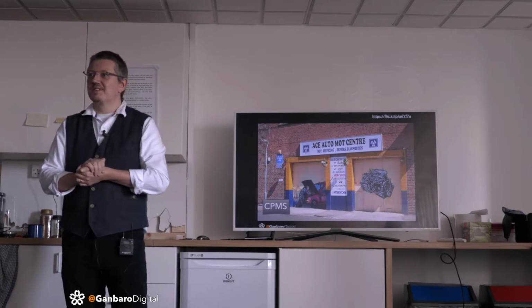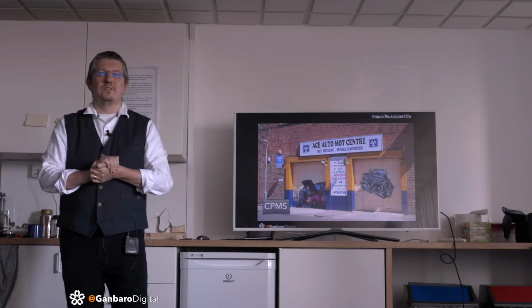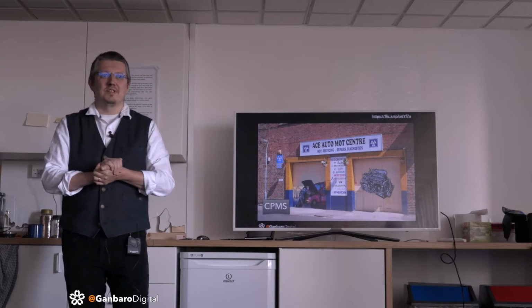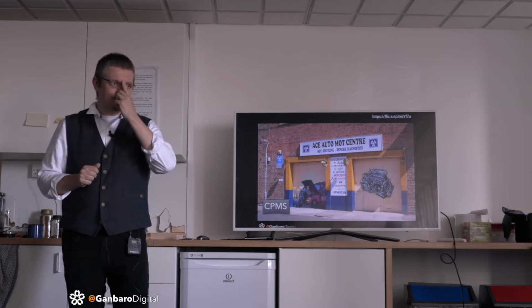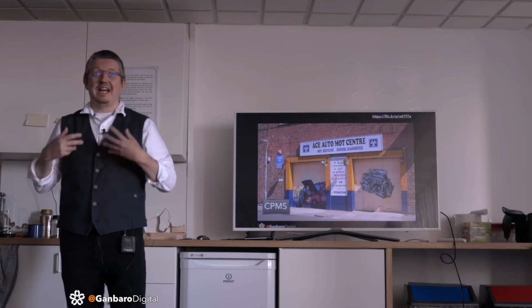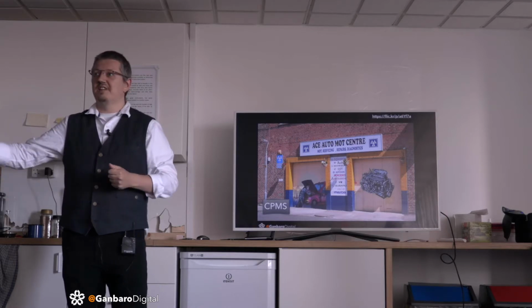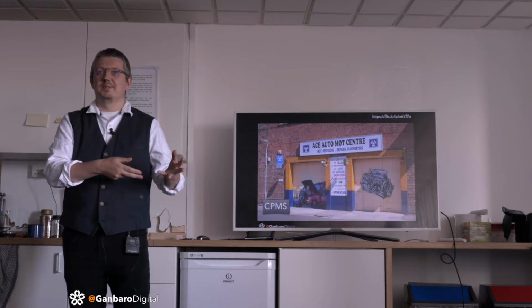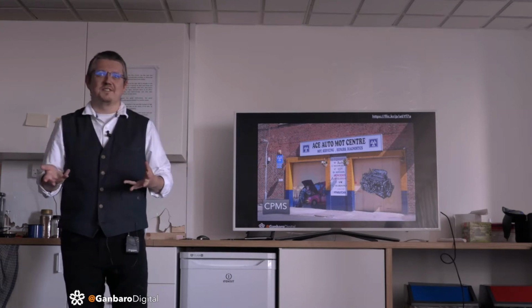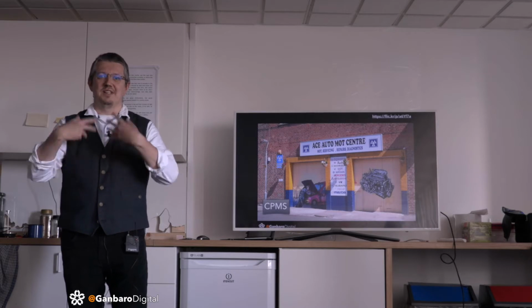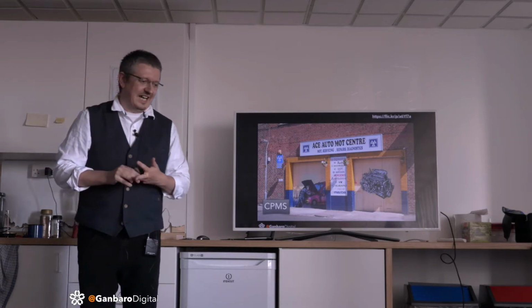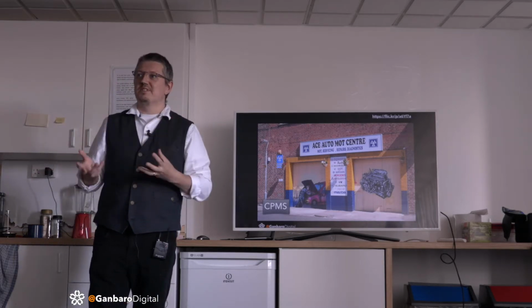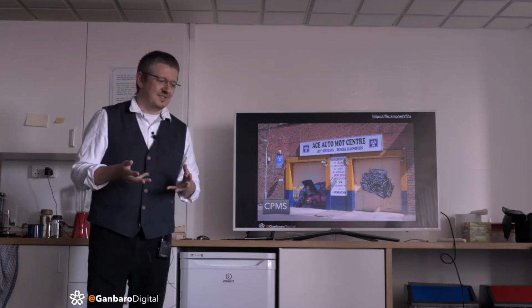If memory serves, it was one of, if not the biggest government IT project over the last few years. And part of that system handles payments. Because when you take your car into the garage to have an MOT done, the garage has to pay a fee to the government. It's called an MOT slot. It's like a license fee to say, yes, OK, I've done an MOT. I owe you some money. And all that money goes through a central payment system called CPMS.